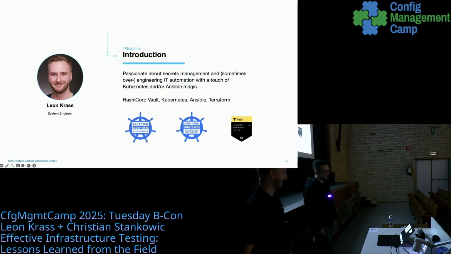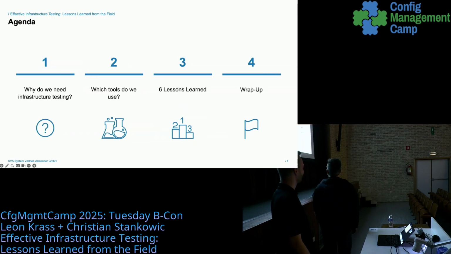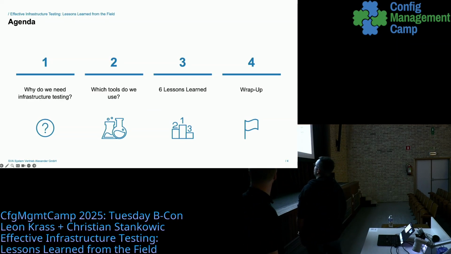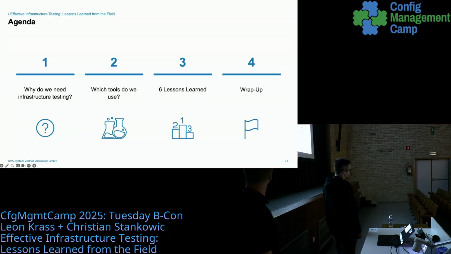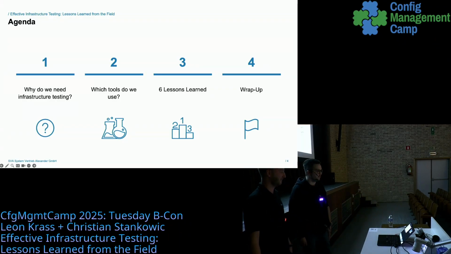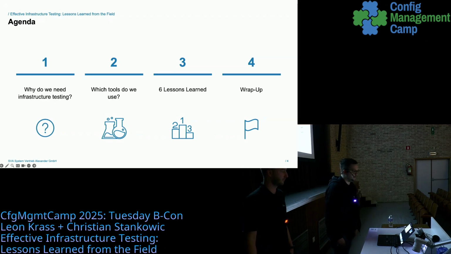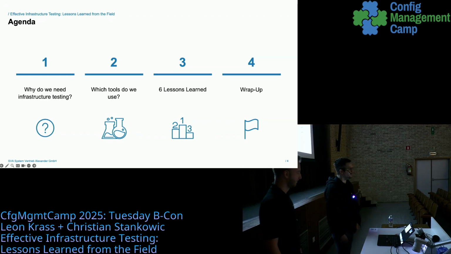Okay. So let's have a look at the agenda. First of all, we will talk a little bit about why we need infrastructure testing in the first place. Then we'll show you some of the tools that we have been using in the last couple of months. And lastly, we're going to share 6 lessons that we learned from the field, and we'll also do a proper wrap-up.